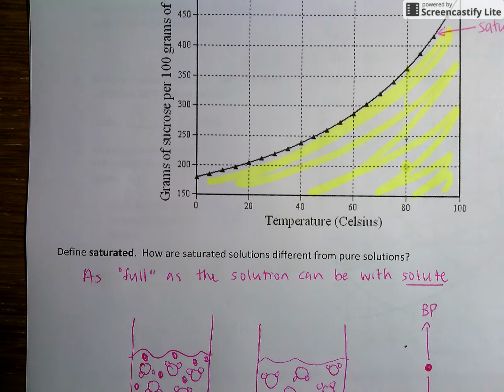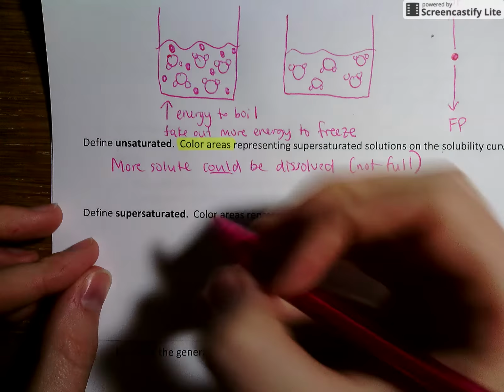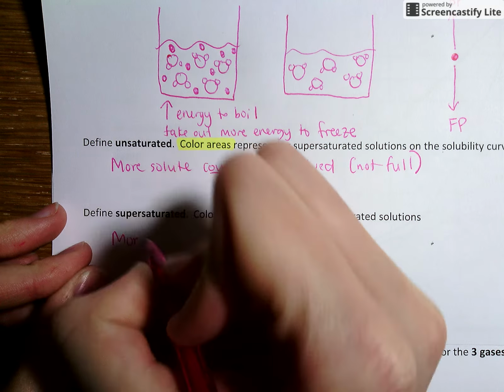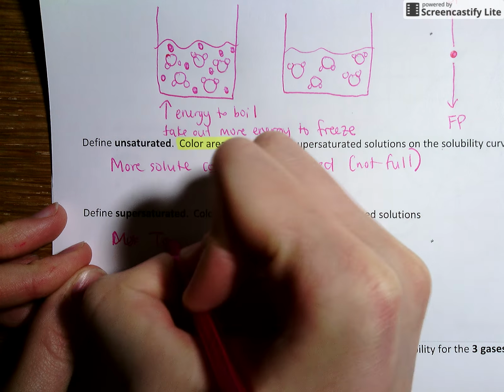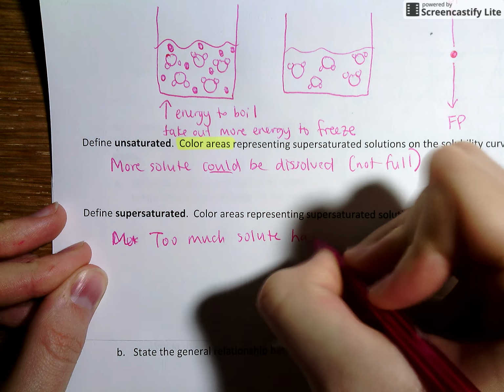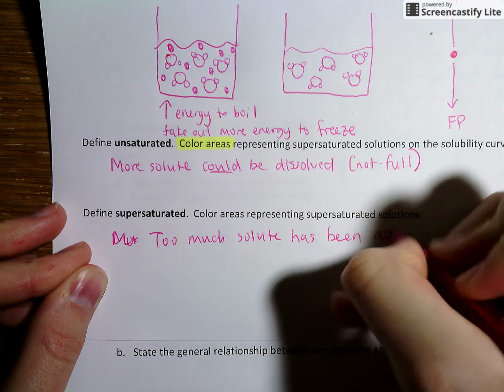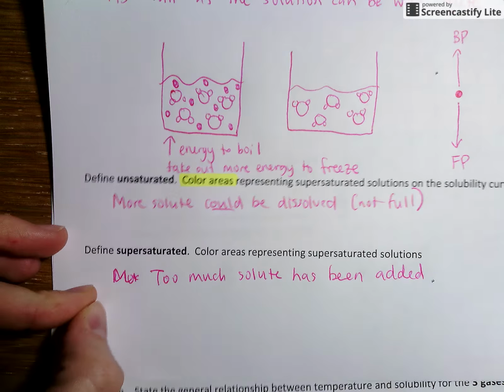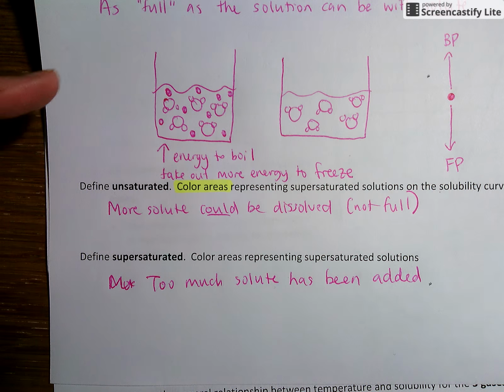As you can imagine then, supersaturated, that other word down here, means that too much solute has been added. Now, solutions do have a limit, right? When they're saturated, they're completely full. If you're supersaturated, that means you're completely full, and then you kept trying to add stuff in. And that extra stuff isn't going to dissolve. It's just going to sink right down to the bottom.